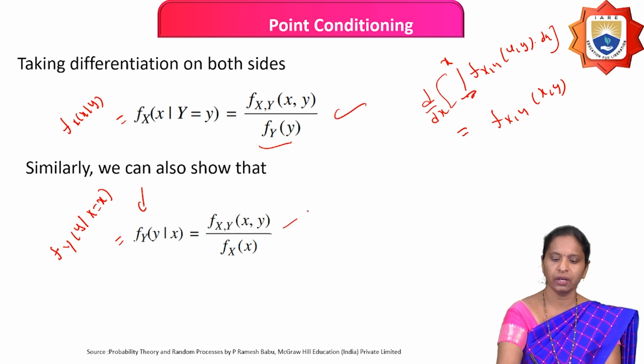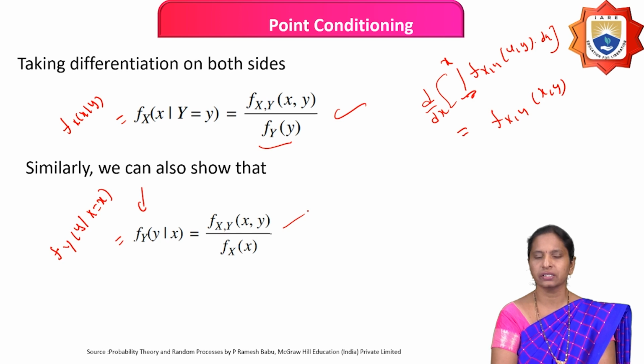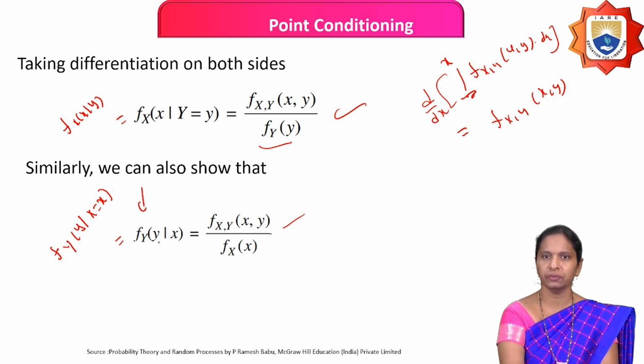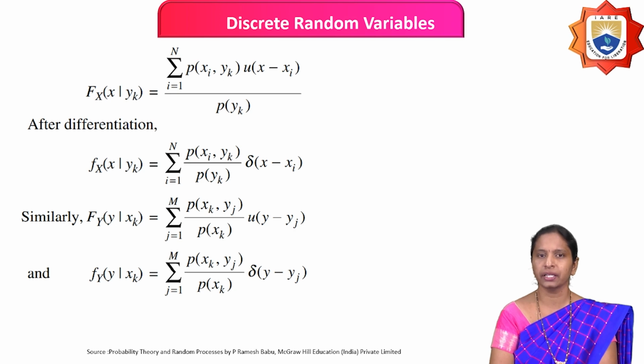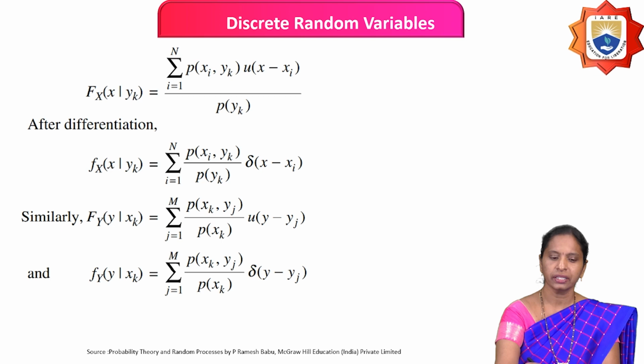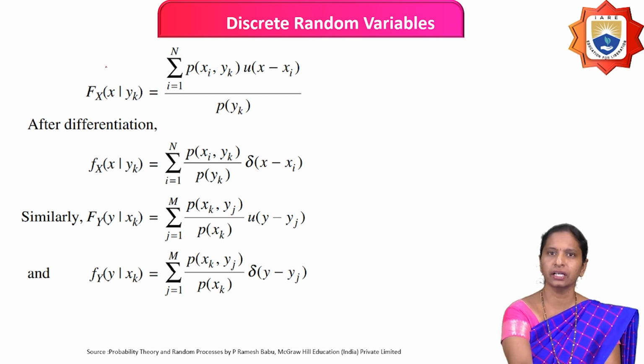So these are the formulas for the conditional density function of the random variable X and similarly of the random variable Y in case of what type of conditioning? Point conditioning, where the random variable takes a single or specific value. Now this is for what? Continuous random variables.